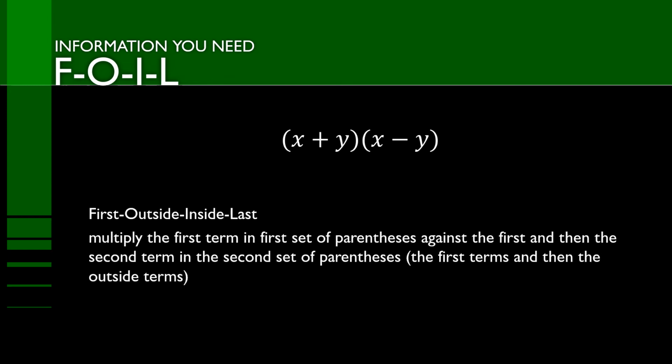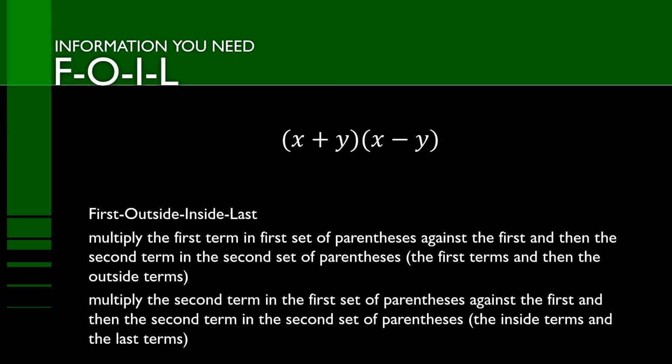The next thing that we need to review is FOIL. In some countries this might be called open. But what we're going to do is first, outside, inside, last. We're going to multiply or distribute each term against the other terms in the other quantity. So we do x times x first, and then x times the negative y, and then y times x, and then y times negative y. So first, the first terms of each, then the outside terms of each quantity, then the inside terms of each quantity, and then the last terms of each quantity.